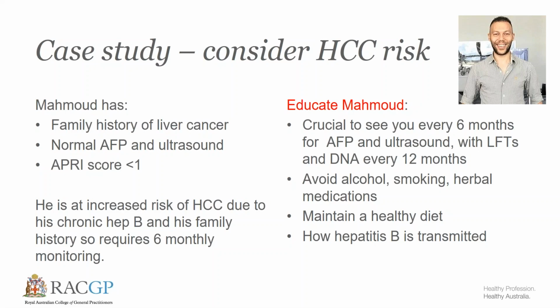So you need to educate him that it's crucial to see you every 6 months for his AFP, ultrasound and liver function tests, and then get his DNA done every 12 months. He should avoid alcohol, smoking, and herbal medications, maintain a healthy diet and healthy weight, and explain to him about how hepatitis B is transmitted. So the main risk for him is sexual partners.